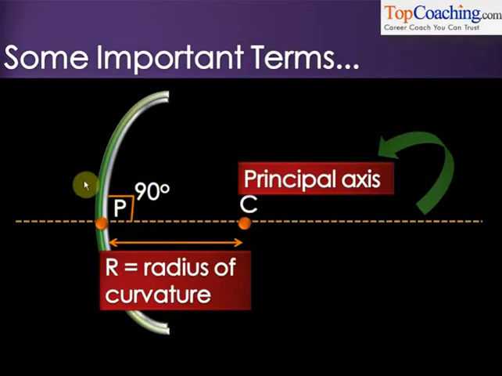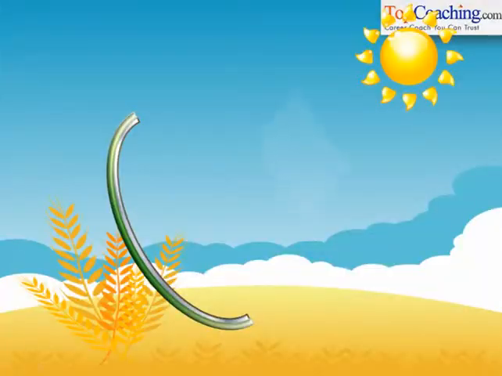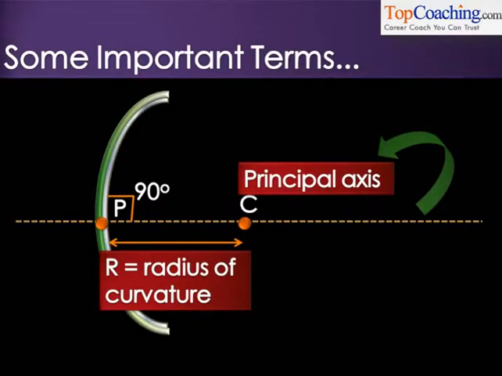The principal axis is perpendicular to the normal to the surface of the mirror, at the point where it intersects the mirror. Understood? You could say that the principal axis is normal to the mirror at the pole of the mirror. This angle is 90 degrees at the point where the principal axis cuts the mirror. There is another point that we will need to learn about. This point is the focus of the mirror and it is represented by the symbol capital F.